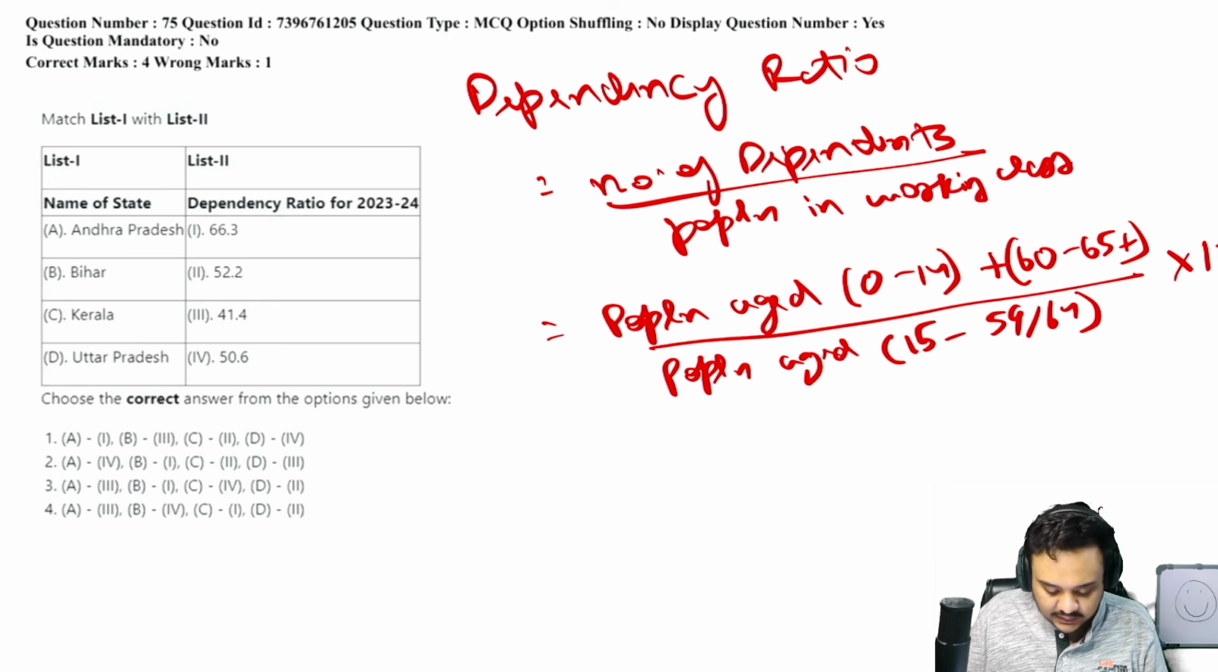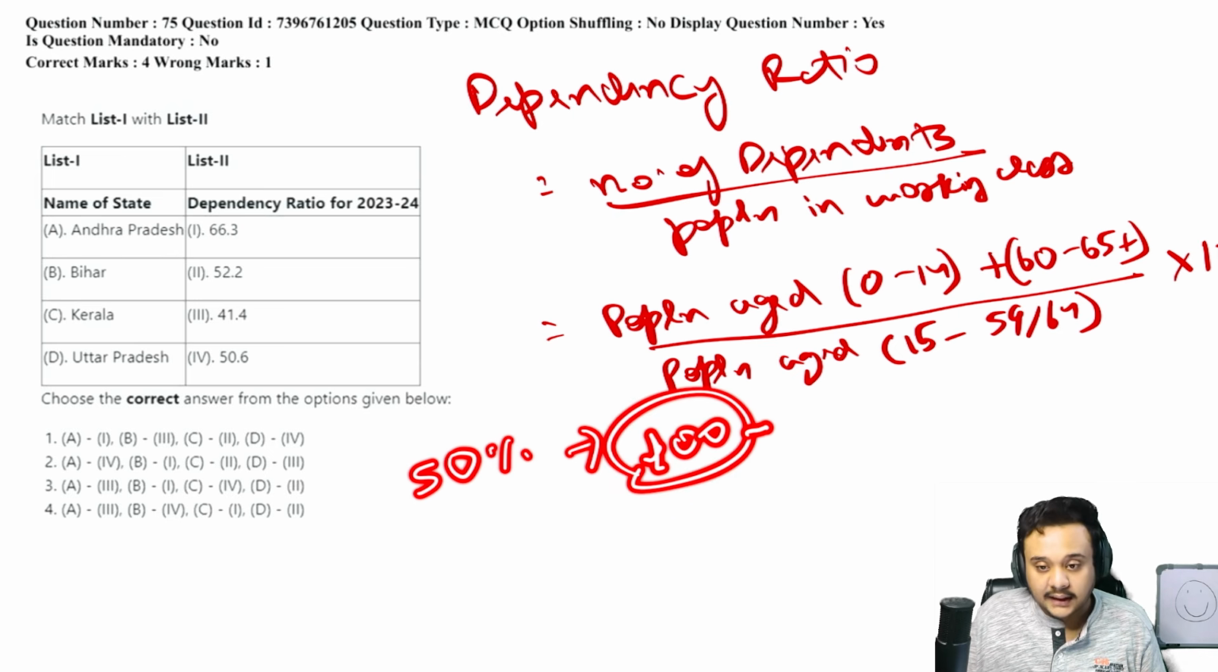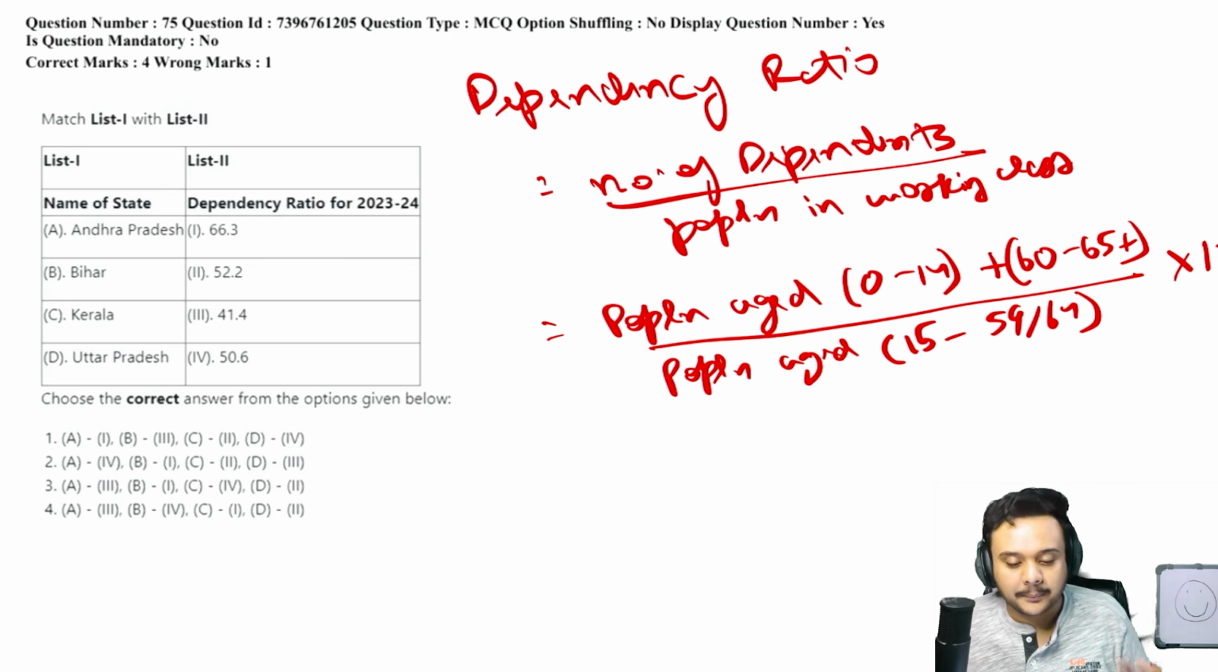So for example, if your ratio is 50%, that means that for every 100 people that are working, they have 50 people that are dependent on them.